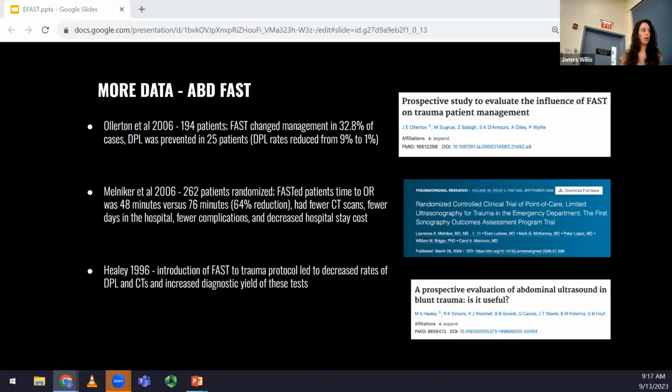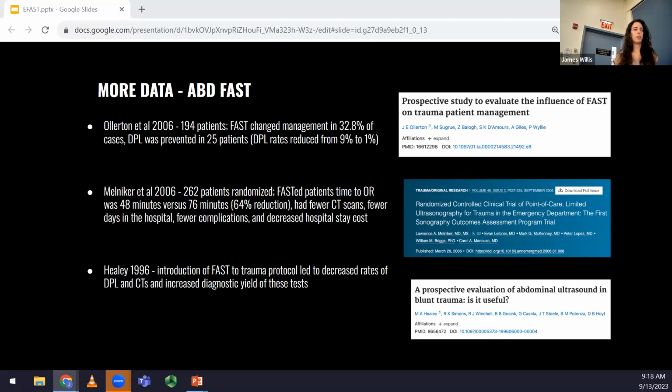So why do we use it? Focusing specifically on the intra-abdominal scans for blunt trauma, a study in 2006 had physicians decide what they wanted to do with a trauma patient prior to doing a FAST exam, and then did the FAST and made an ultimate decision afterwards. They found that doing the FAST exam changed management of the patient in 32.8% of cases.